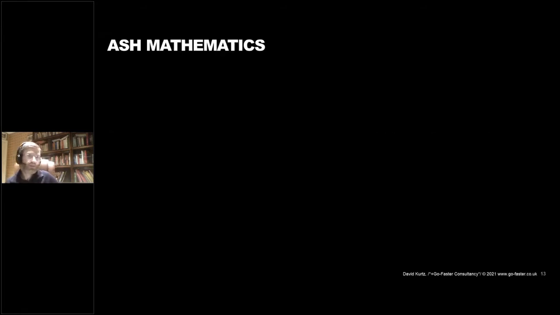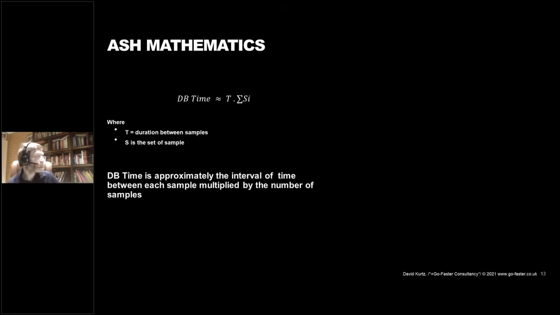So when it comes to actually doing the math yourself, what do you have to do? Well, the database time is approximately equal to the interval between the ASH samples multiplied by the number of samples, where S is the set of samples. Or if you prefer, it's approximately equal to the interval between the samples multiplied by the number of rows in your ASH data. It is as simple as that.